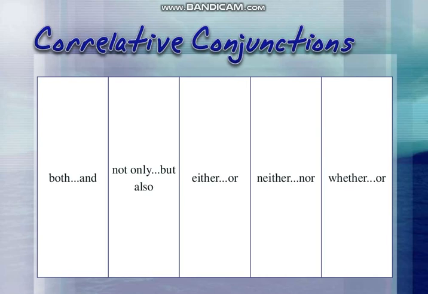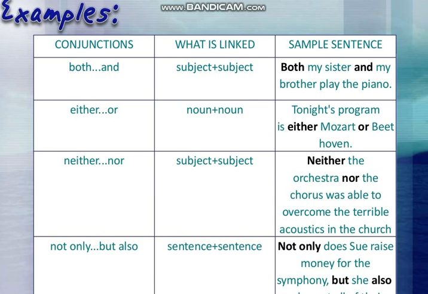Now examples of correlative conjunctions are both and, like here these two appear in pairs. Not only but also. Either or, neither nor, whether or. These are correlative conjunctions. Let's see how they can be used in sentences. Both and, here they are just linking two subjects together.